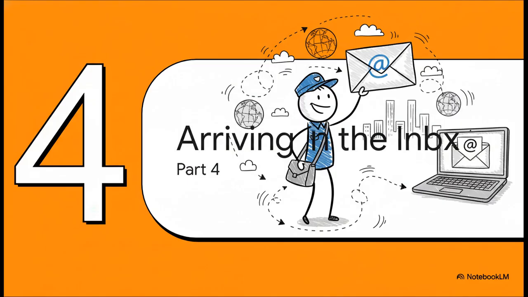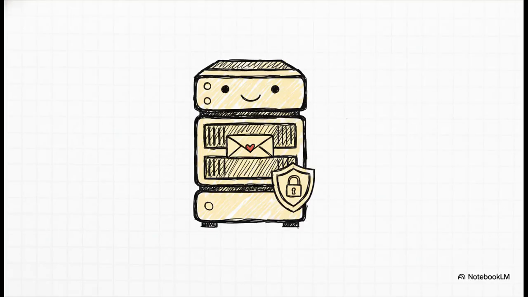We're on the home stretch now. Welcome to part 4, arriving in the inbox. The message has reached the right city, so to speak. So, how does it get to your friend's front door? Right now, your friend's server, their own digital post office, is holding on to your email. It's keeping it safe and sound, just waiting for your friend to come and check their mail. It's just like those mail slots at a physical post office, with letters waiting for everyone in town.